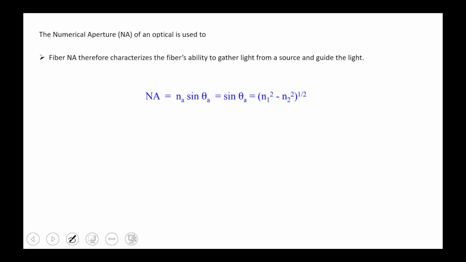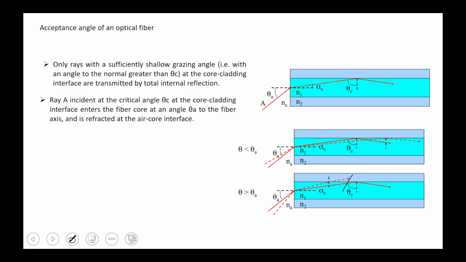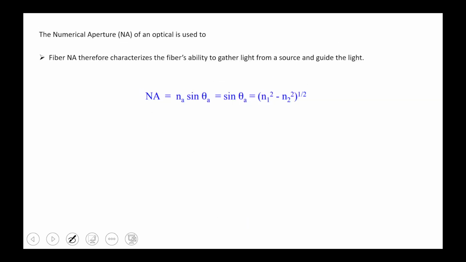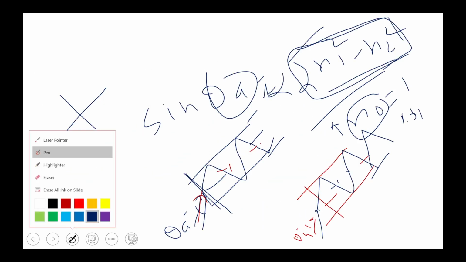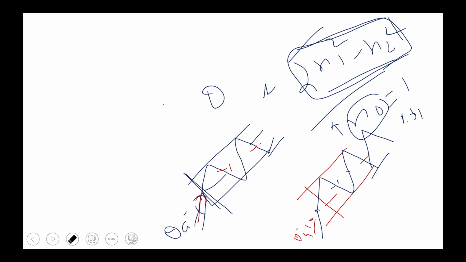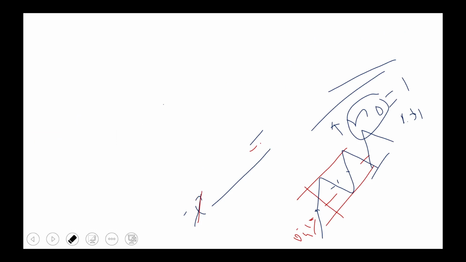So why do we use the numerical aperture in optical fiber? The numerical aperture shows the largest angle at which rays are accepted into the fiber. The light gathering capacity of an optical fiber is determined by the numerical aperture, that is, the amount of light energy that can be pumped into the fiber. So the capacity is defined by the numerical aperture.